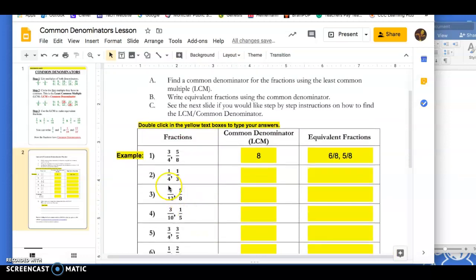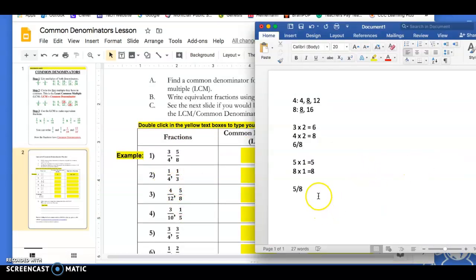I have 1/4 and 1/3. So I'm going to take the 4 and the 3, and I'm going to write them here and list the multiples. Okay? 4 times 1 is 4. 4 times 2 is 8. 4 times 3 is 12. And I'm going to go one more. 4 times 4 is 16.